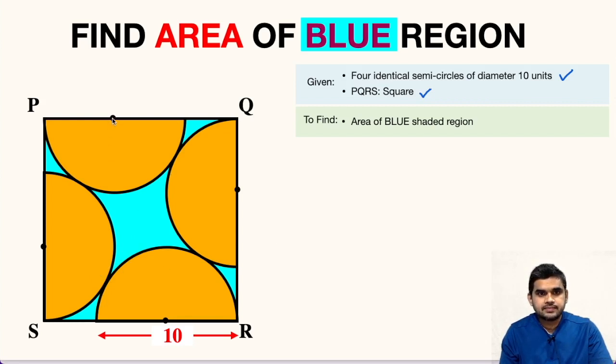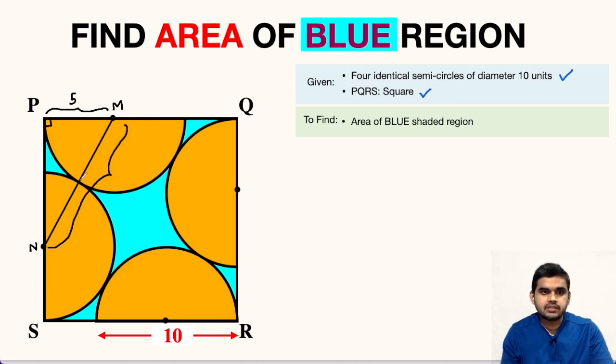For that, let us join these 2 points. Let this point be M and this point be N. So this is a right angle triangle PMN. What will be the length of PM? This will be half the diameter of this semicircle. So this will be 5 units. And what will be this distance?